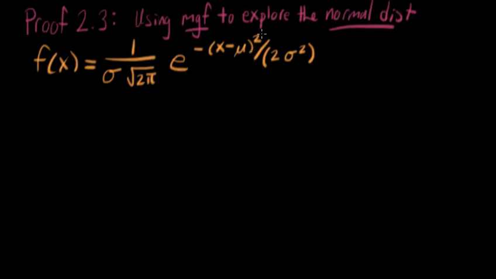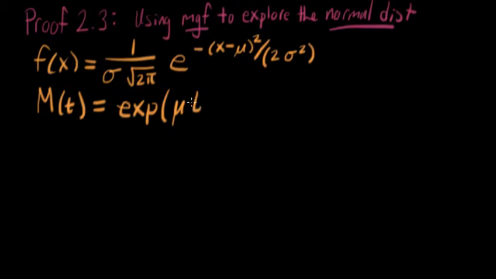So that is the density function of the normal distribution, and we are given its MGF, its moment generating function. We're told that, so we don't have to compute this ourselves. We are told that that is e, so I'm just going to write it out with this notation. Exponential function just means e to the mu t plus sigma squared t squared over 2.